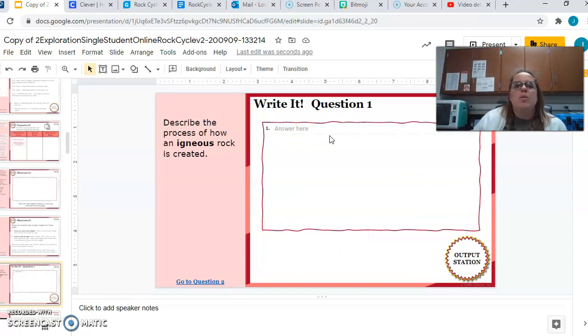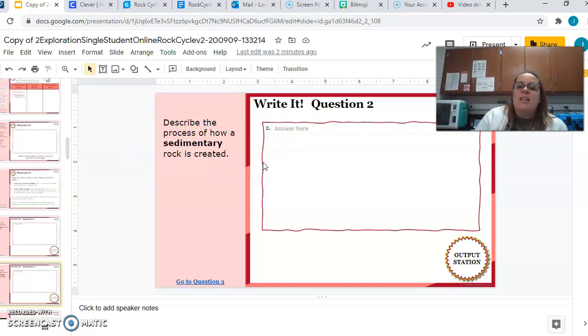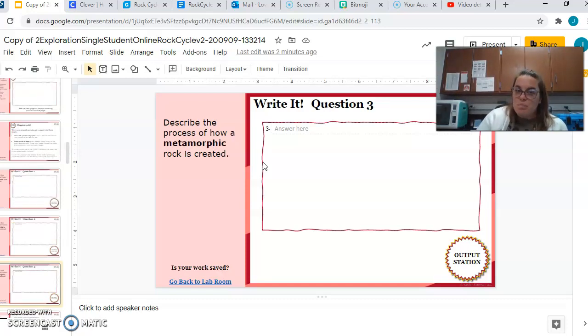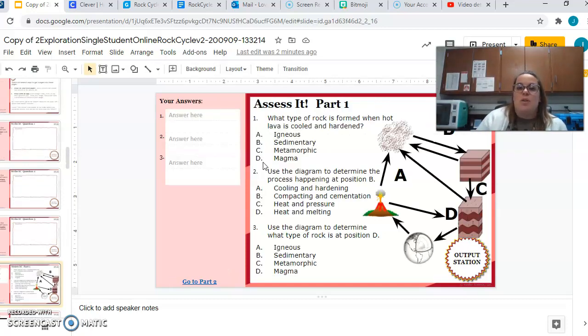All right, you are going to write it. So writing, when you write complete sentences, good grammar, nice punctuation, capitalization, all of those things need to happen. Okay, describe the process of how the igneous rock is created. So tell me that process in your own words, please. The same with sedimentary and metamorphic. You're writing those in your own words.